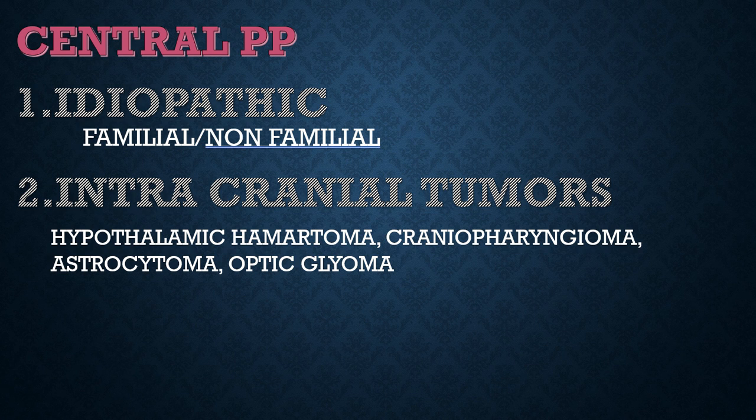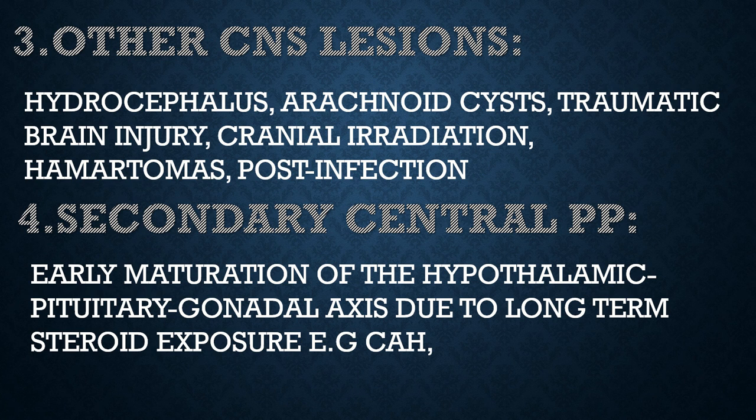Okay, now central precocious puberty will either be idiopathic, that may be familial or non-familial, or it may be due to the intracranial tumors, for example, hypothalamic hamartoma, craniopharyngioma, astrocytoma, and optic glioma. Other CNS lesions like hydrocephalus, arachnoid cyst, traumatic brain injury, cranial irradiation, post-infection, or secondary central precocious puberty, which means early maturation of the hypothalamic pituitary gonadal axis due to long-term steroid exposure, for example, CAH.